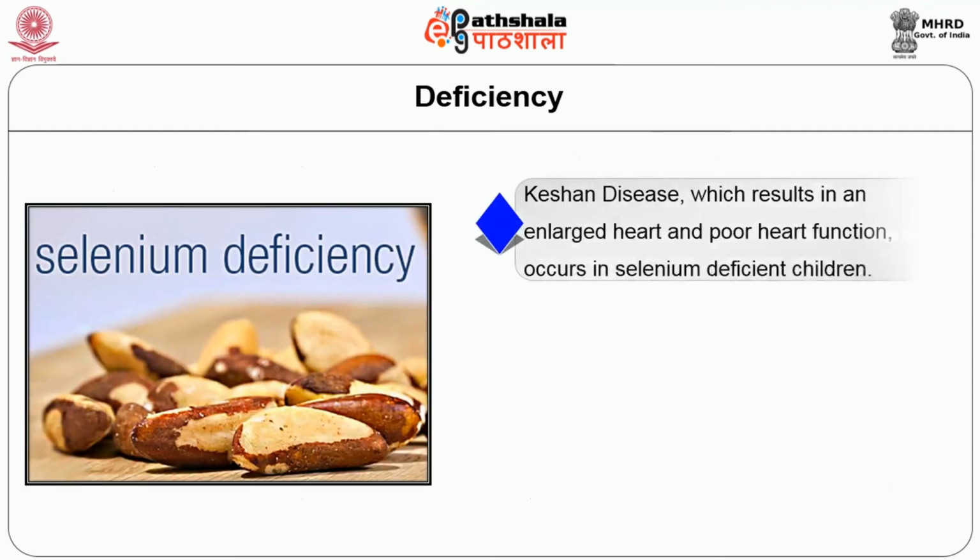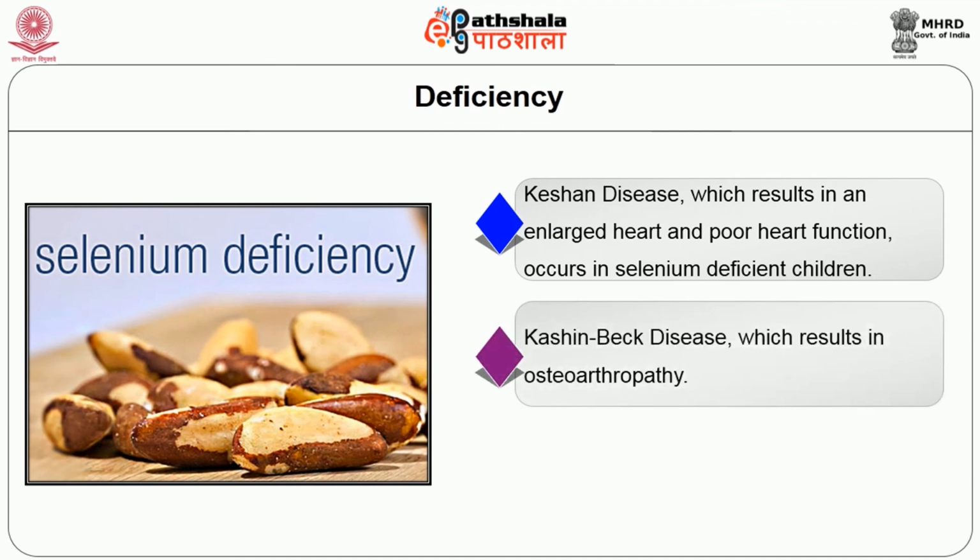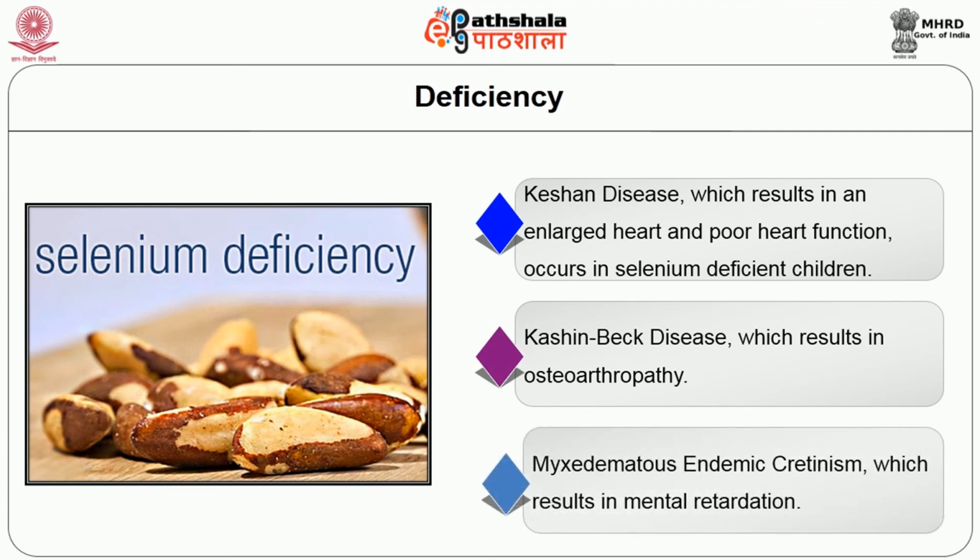Three specific diseases have been associated with selenium deficiency. Keshan disease, which results in an enlarged heart and poor heart function, occurs in selenium-deficient children. Kashin-Beck disease, which results in osteoarthropathy. Myxedematous endemic cretinism, which results in mental retardation.